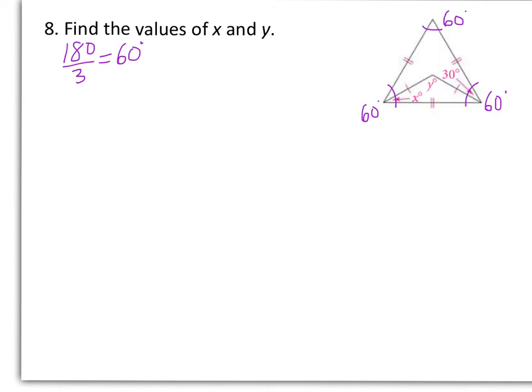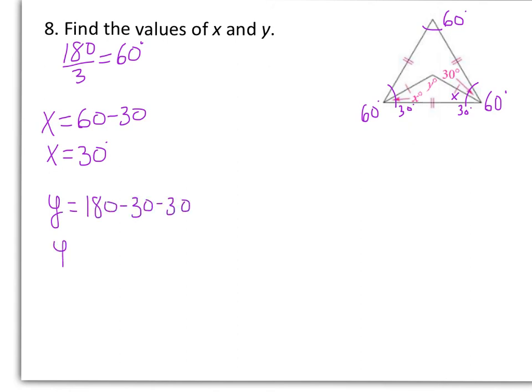Alright, so to find angle X, well, we see that it's in the smaller isosceles triangle, so this angle is also X, and we know the whole angle is 60 degrees and part of it's 30. So to get angle X, just take 60 minus 30, and we get that X is 30 degrees. Then to find angle Y, well, I know my two angles here are 30 and 30. So to get Y, take 180 minus 30 minus 30. So angle Y is 120 degrees.